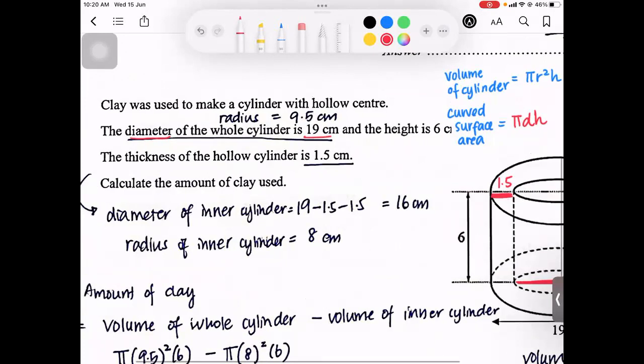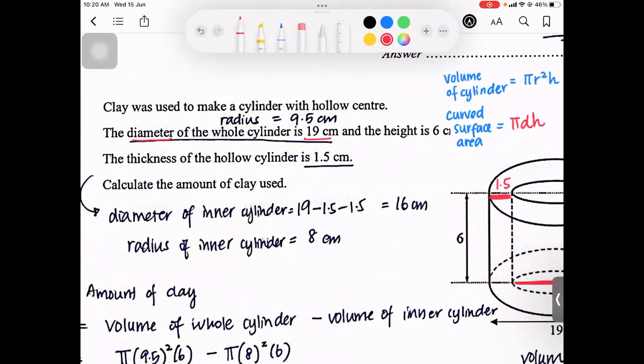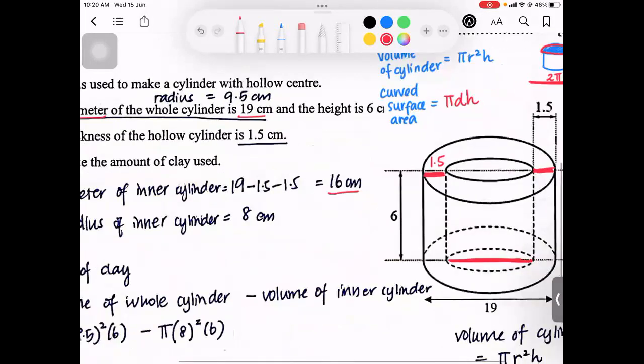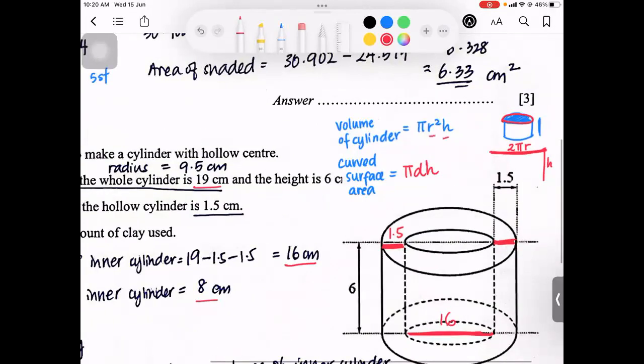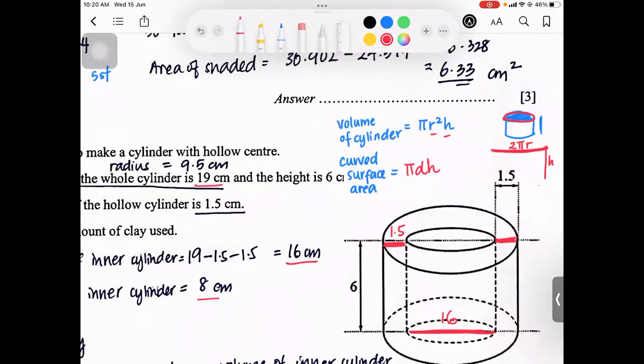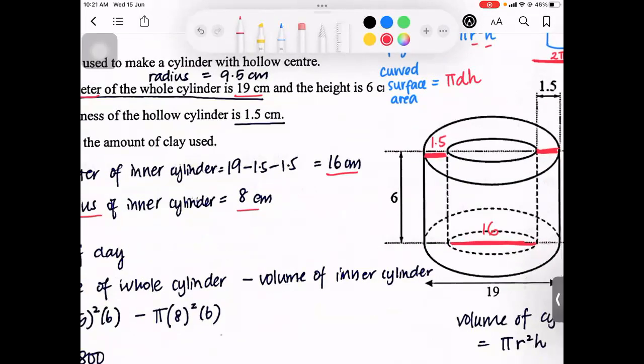You notice the first thing I do, when they say the thickness, immediately I find the diameter of the inner cylinder. Now this is 16 already, immediately I also write the radius. 16 divided by 2 is 8. So important information: diameter, radius, height. We only have pi r squared h, so you need to know what is r and what is the respective h. For the height, this is 6 cm. Both of them have the same height, so it's just 6 cm.